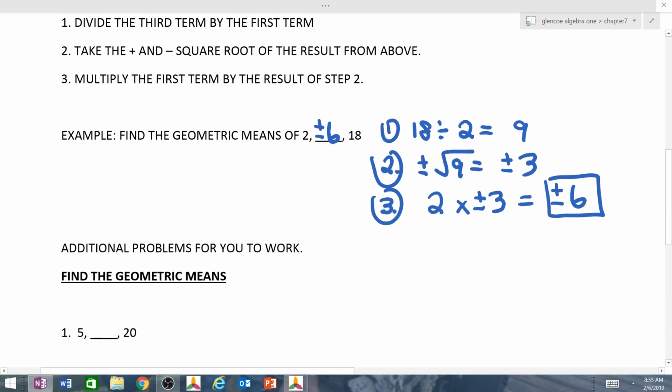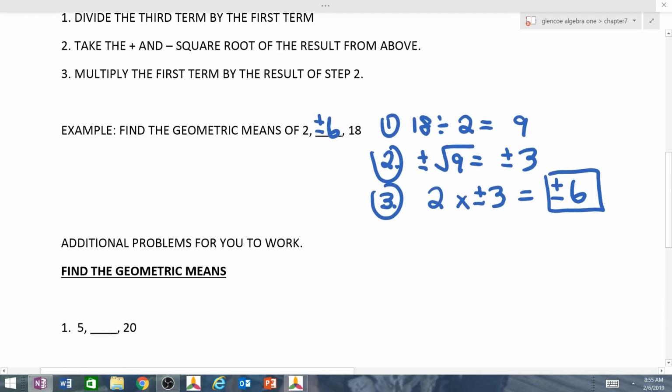Okay, you guys try one. Try this next one: 5, blank, 20. So you're finding the geometric means. How many answers are you supposed to have every time? 2. Good.